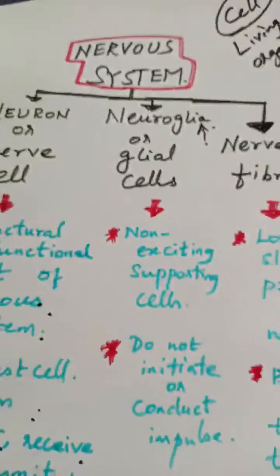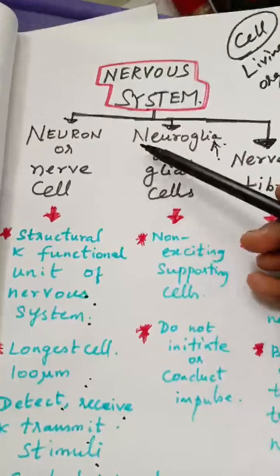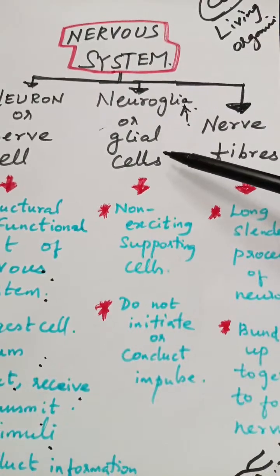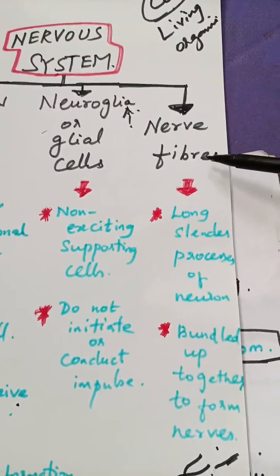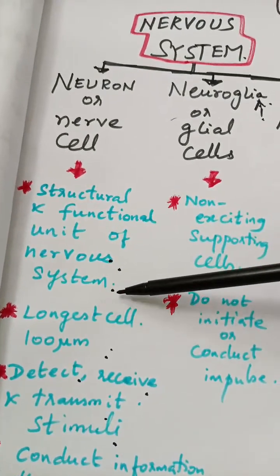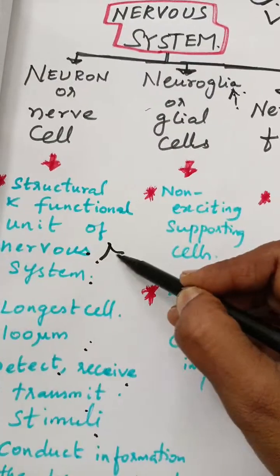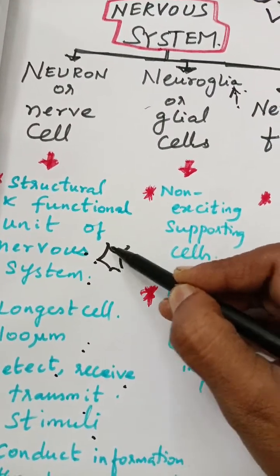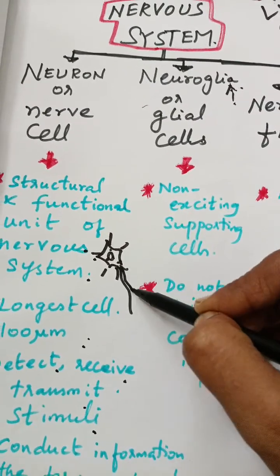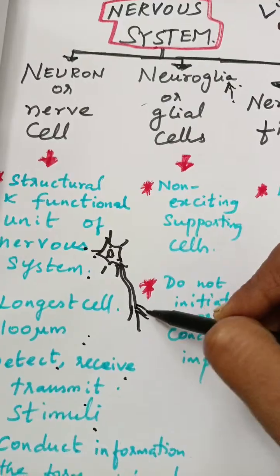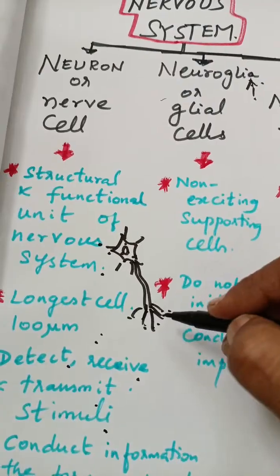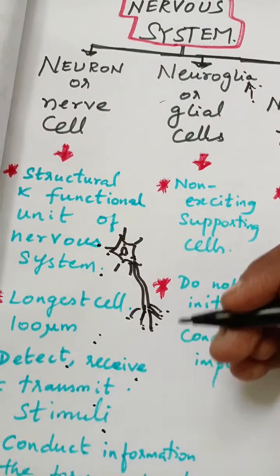So what are the parts of the nervous system? The parts of the nervous system are the neuron, the nerve cell, the neuroglia, the glial cells, and then the nerve fibers. The neuron is the basic structural and functional unit of the nervous system. If you see the structure, it will have one nucleus, and along it the fiber will be there, and from that nerve endings will be there. These nerve endings are again continuous with the nerve fibers, and they form bundles and they form nerves.